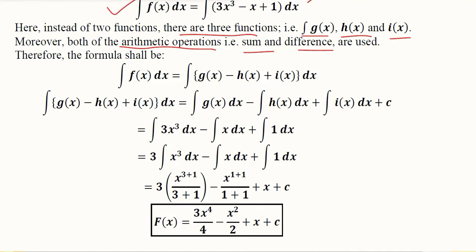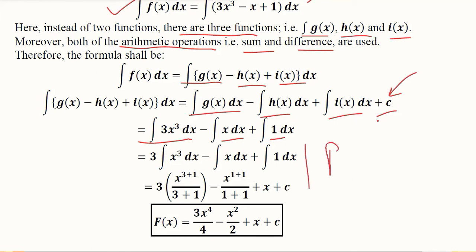The rule is the same. We have to retain the sign, we have to integrate them separately and let the arithmetic operations take their effect. Here g(x) is separately integrated, h(x) is also, so is i(x). Plus C is the constant of integration. This is g(x), this is h(x), and this is i(x). The simple integration is done by using the power rule that we have studied before.